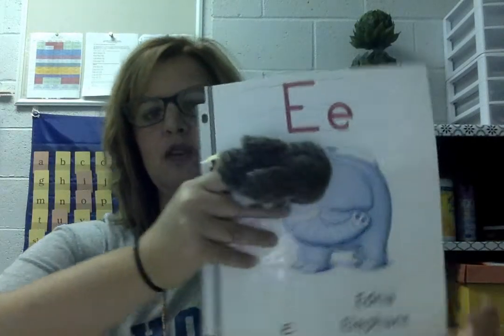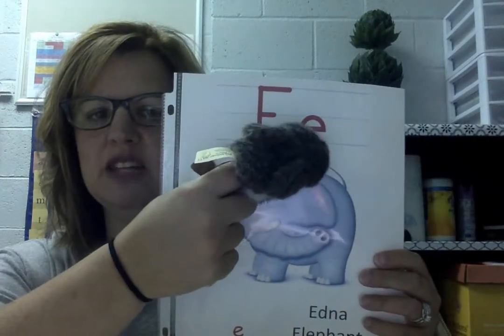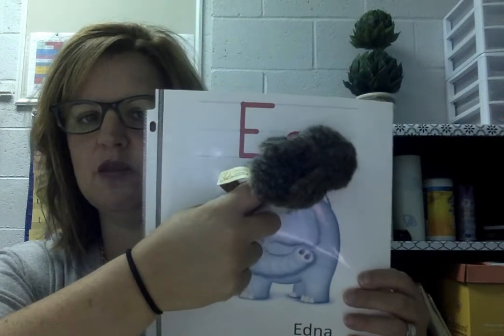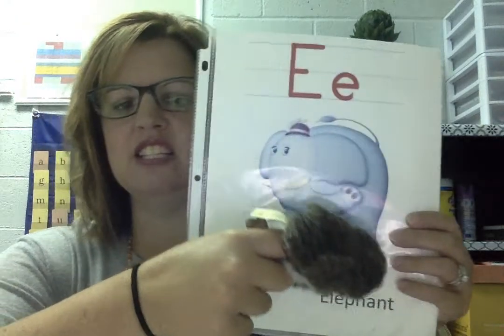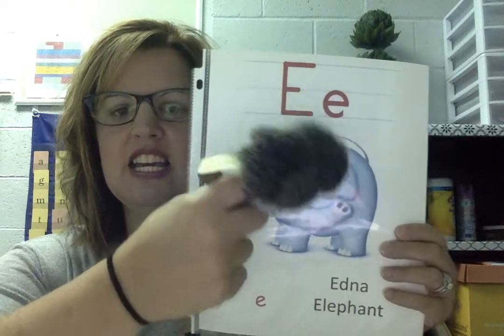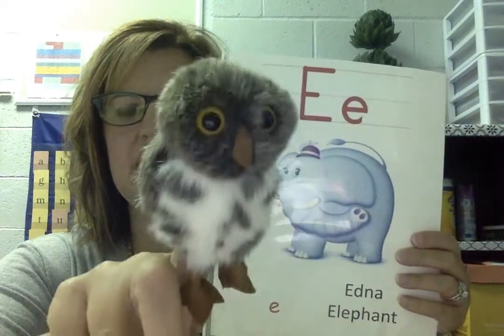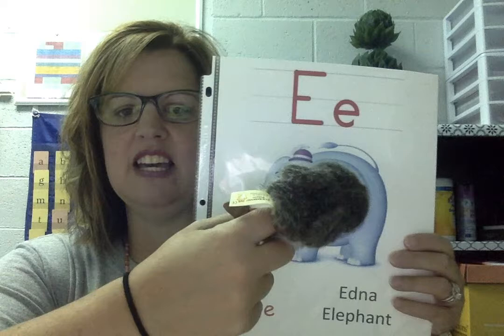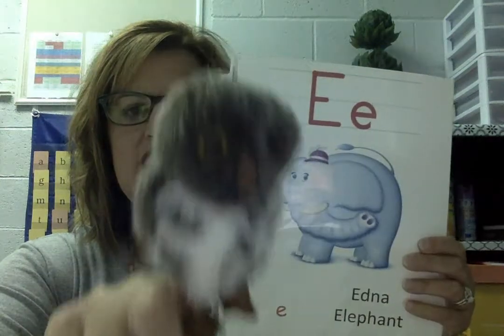Our final vowel that we learned about, our letter E, plain line letter. Remember, we have our stick. We curve up, around, and down. And this is Edna Elephant. E, elephant, eh.